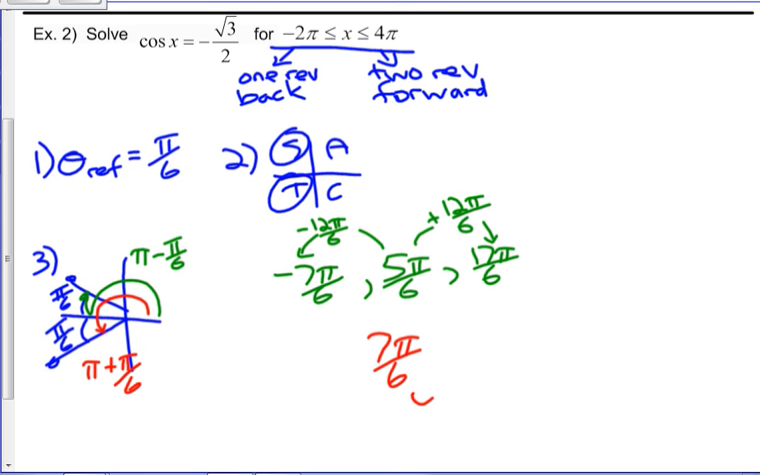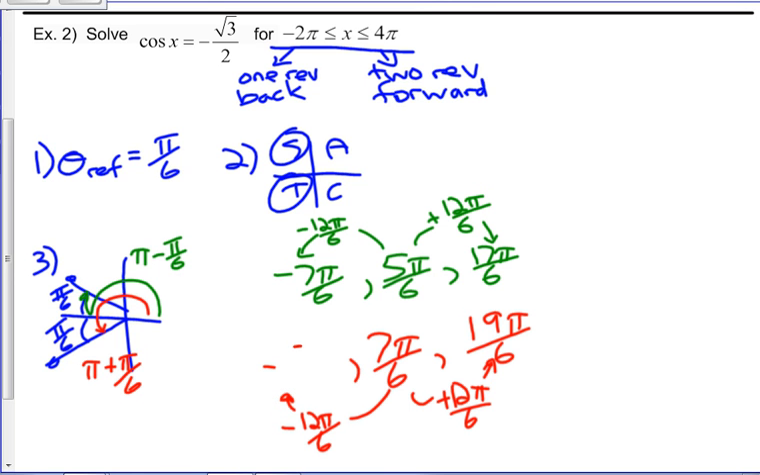Same thing. We're going to find the coterminal angles for this one. So 12 pi over 6 is what we're adding, which is 2 pi. That's going to give us 19 pi over 6. If I want to go in the opposite direction, I subtract 2 pi, which is 12 pi over 6, and I'd get negative 5 pi over 6.